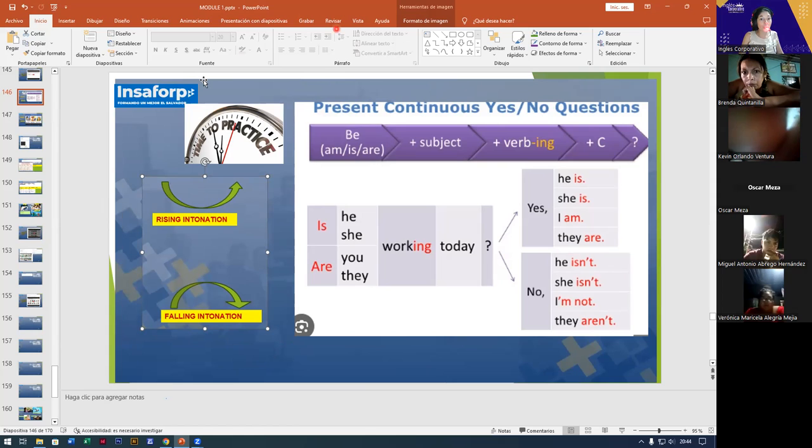Okay. Guys, we're going to pass the list, okay? The attendance list. We need to pass it. So let me know if you are present, please. Let me see. Alicia Maribel. Alicia Maribel, you present? No. Angelica Maria. Angelica. Brenda Marcela. Present. Thank you. Carlos Arturo.